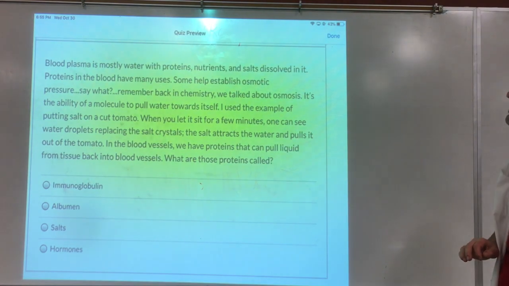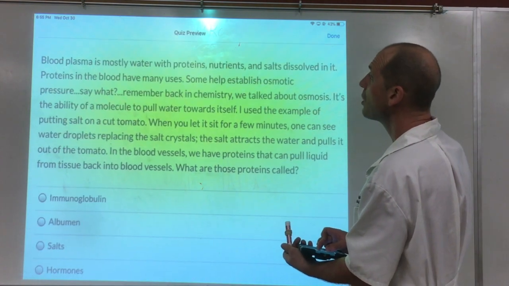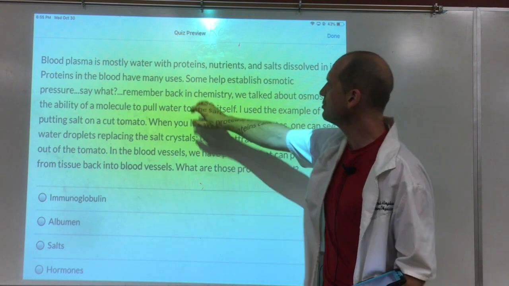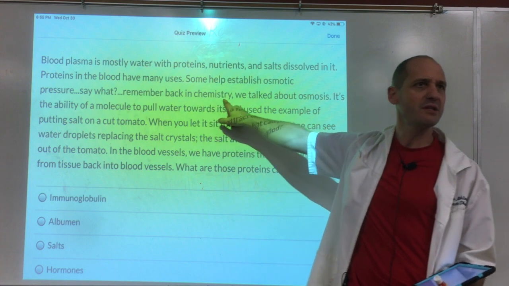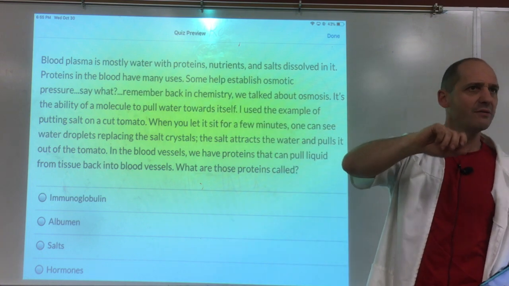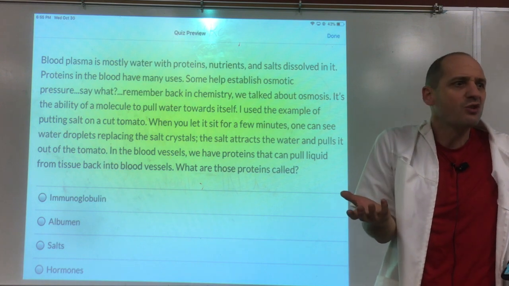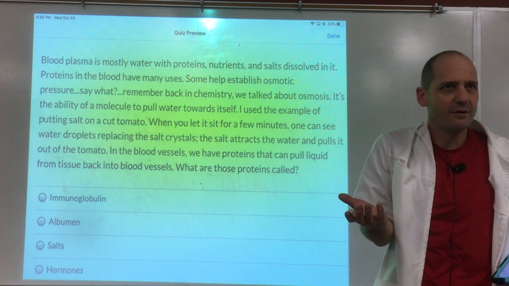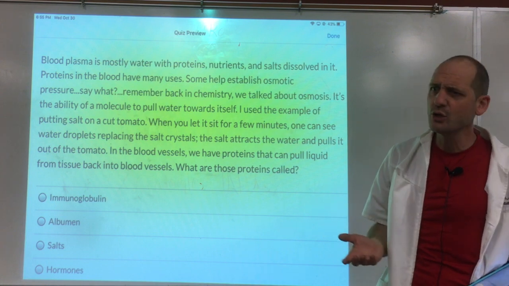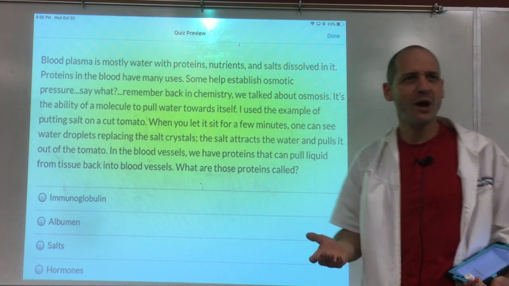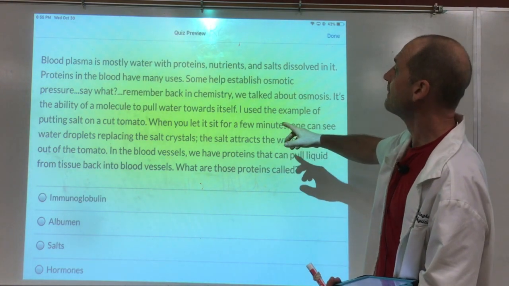Blood plasma is mostly water with proteins, nutrients, and salt dissolved in it. Proteins in the blood have many uses. Some help establish osmotic pressure. What? Remember in chemistry when we did the salt on the tomato? And all of a sudden the salt's gone and you have a drop of water on the tomato. You never did that? No. Didn't I tell you to do that? You told us, but we didn't do that. Oh, there you go. So that's osmosis.